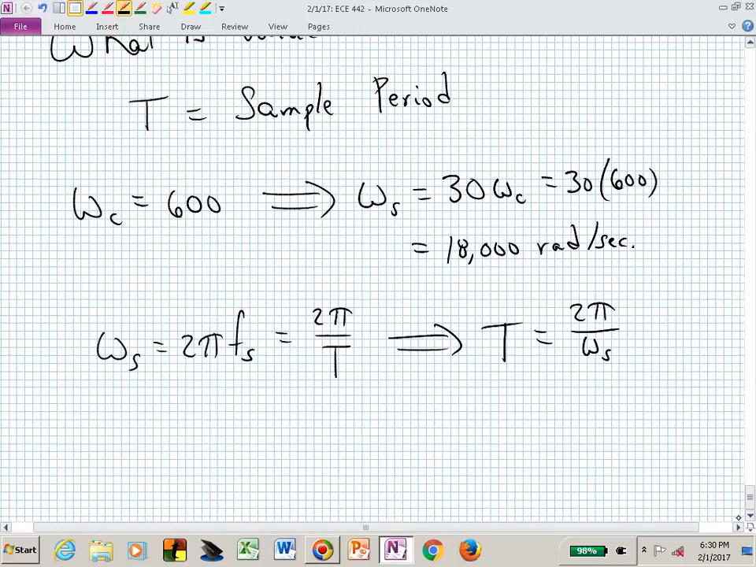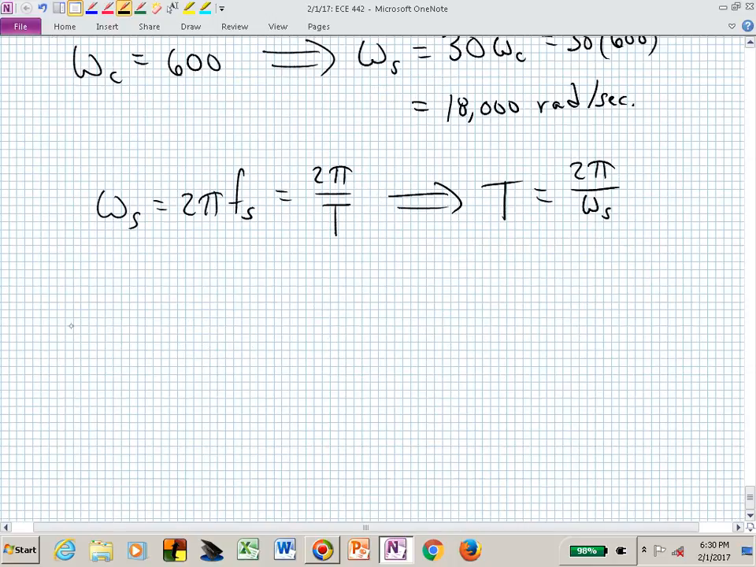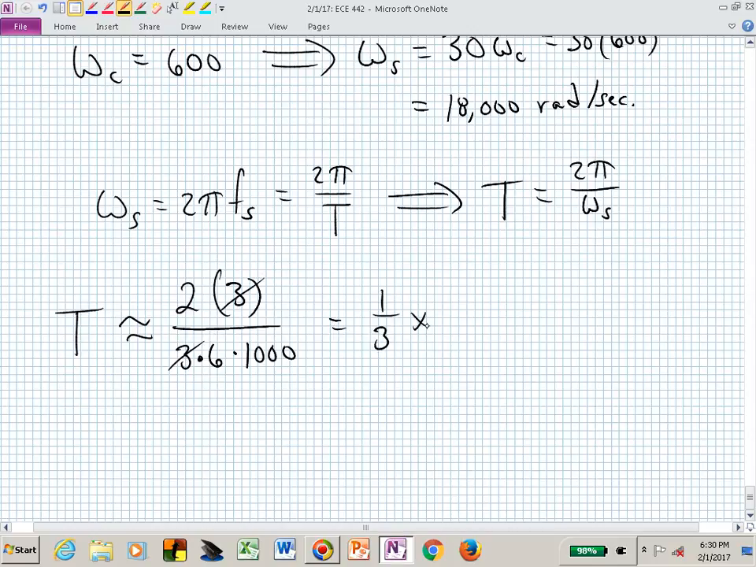And we know what omega sub s is. That's this 18,000. So T, again, I'm doing some approximating. It's 2 times pi, and if I go less, that's better, because I'm now shrinking my sample period. Pi is 3.14. I'm just going to forget the fractional part and say that's 2 times 3, over 18,000, which is 3 times 6 times 1,000. So I can clean this up, and I now have 1/3 times 10 to the minus 3.